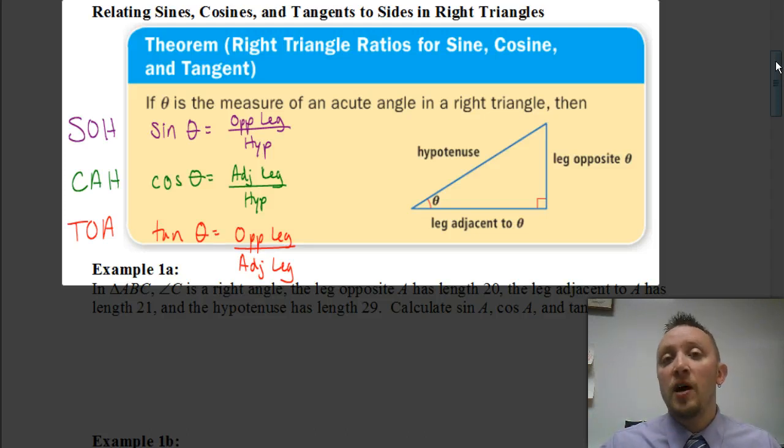Now we have a phrase to help us remember these trigonometric ratios. That phrase is SOH CAH TOA. SOH: the sine is the opposite over the hypotenuse. CAH: the cosine is equal to the adjacent over the hypotenuse. And TOA: the tangent is equal to the opposite over the adjacent legs. So let's look now at how we use these trigonometric ratios in some story problems.